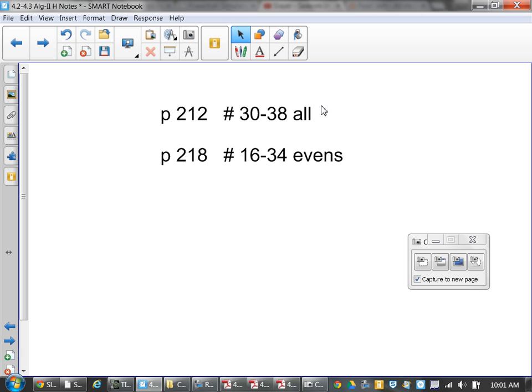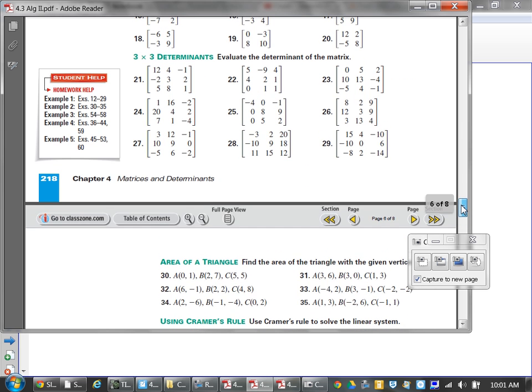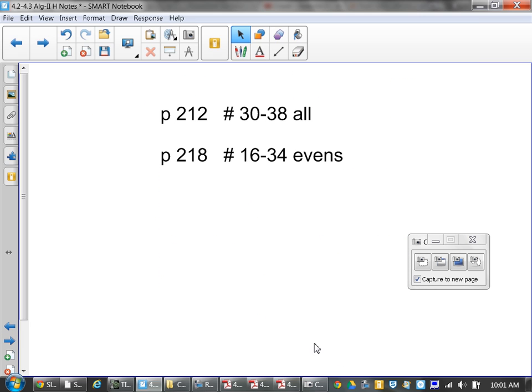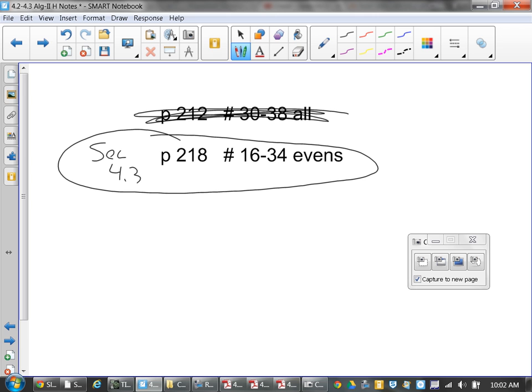We are not going to do those top ones, so it's just going to be the one on page 218. That is section 4.3 for all of these. It's a bunch of determinants and a couple of area problems. It should not be awful.